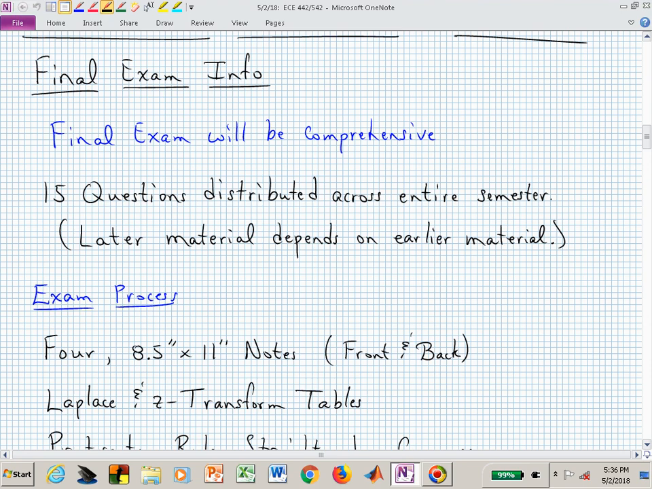These 15 will only have 5 parts each for 75? No. They won't be broken down into multiple parts. You'll really probably just have one question being asked. It might have a few steps, but it really is not going to have multiple parts associated with each question. And because the later material depends on the earlier material in the semester, that's why the exam could be considered comprehensive, but we may just focus on some of the earlier material through those 15 questions.